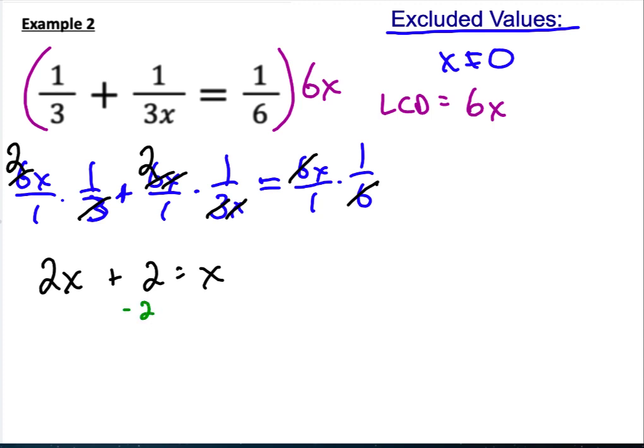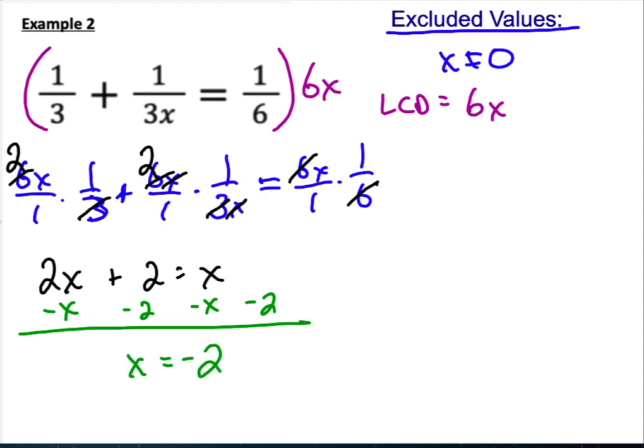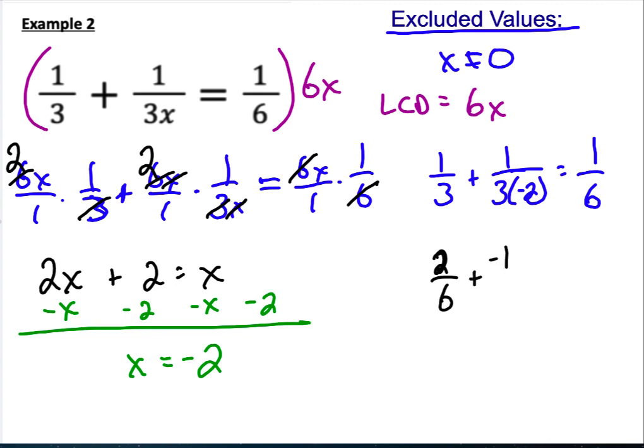Now I just do some solving. So I'm going to move my -2 to this side. I'm going to move my x to this side. And I get x is equal to -2. Now I go ahead and check it. So 1/3 plus 1 over 3 times -2 is hopefully equal to 1/6. Well, 1/3 is really 2/6. 1 over 3 times -2 is -1/6. And 2 plus -1 is 1/6. So I'm good.